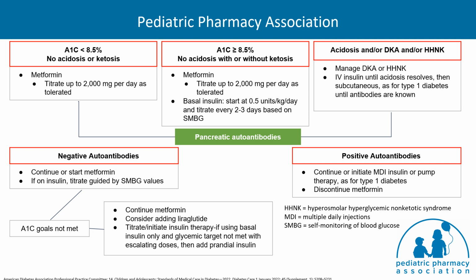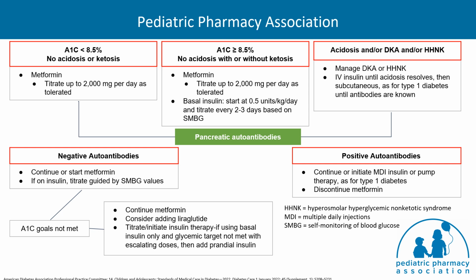For those patients that present with an elevated A1C at baseline, above or equal to 8.5%, we go ahead and start a basal insulin as well at that 0.5 units per kilo per day that we saw earlier with some of our type 1 patients. That basal insulin would be titrated every 2 to 3 days based on self-monitored blood glucose levels. Now, you may hear this sometimes referred to as patients that are metabolically unstable. And again, that's just these patients that present with a particularly elevated A1C at baseline.